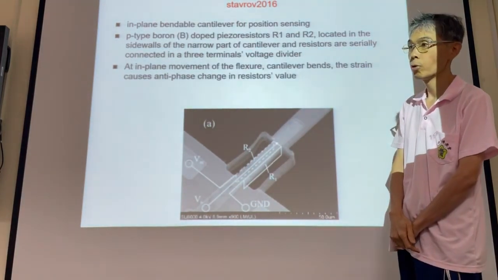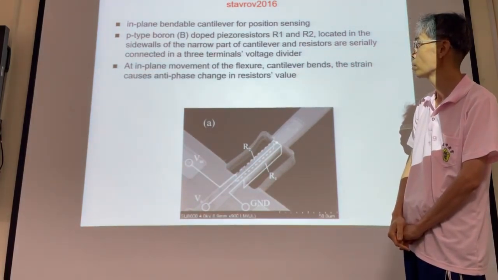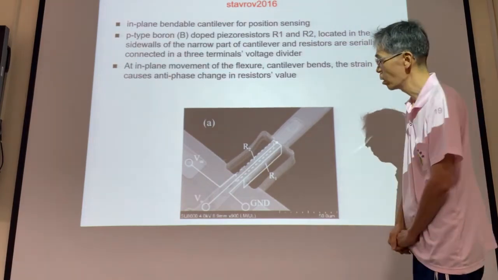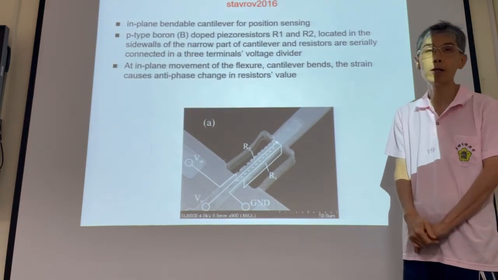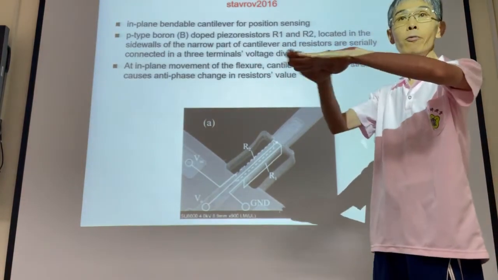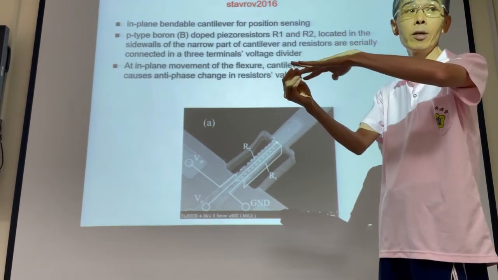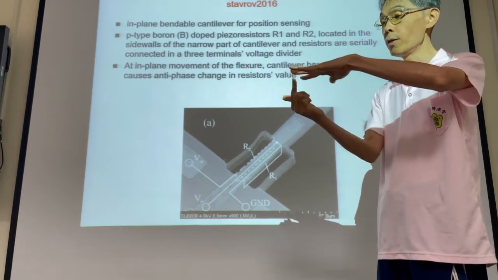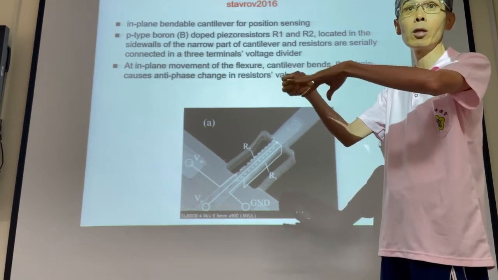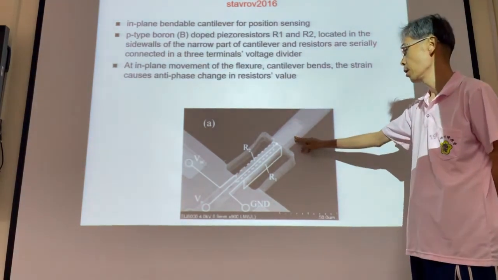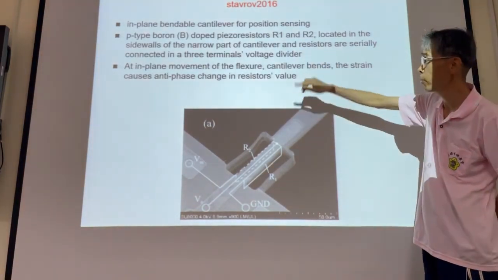So, Kumail, did you read the first point? In plane bendable cantilever perturbation sensing. Okay, thank you. So for MEMS, we have two major directions. One is, if this is a wafer, if the bit moves on the surface of the wafer, this is in plane direction. If this bit moves out of the wafer surface, this is out of plane direction. So for this device, it is in plane. In plane, so it's in plane bendable cantilever.